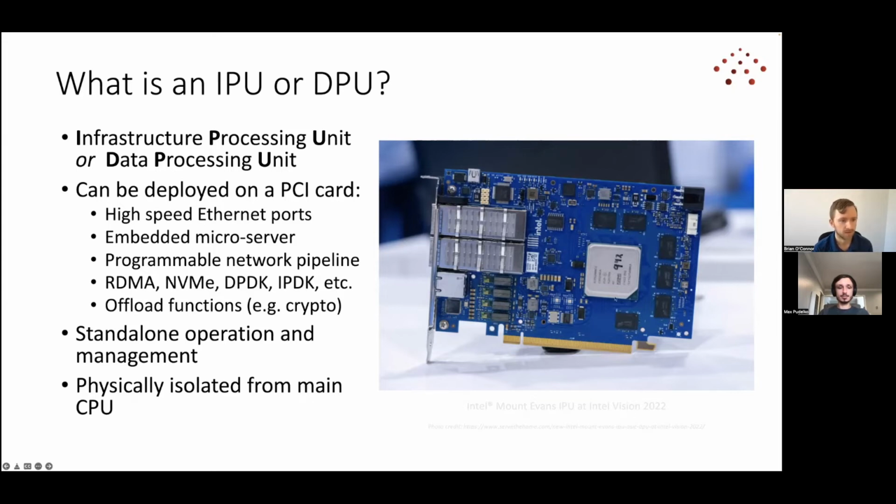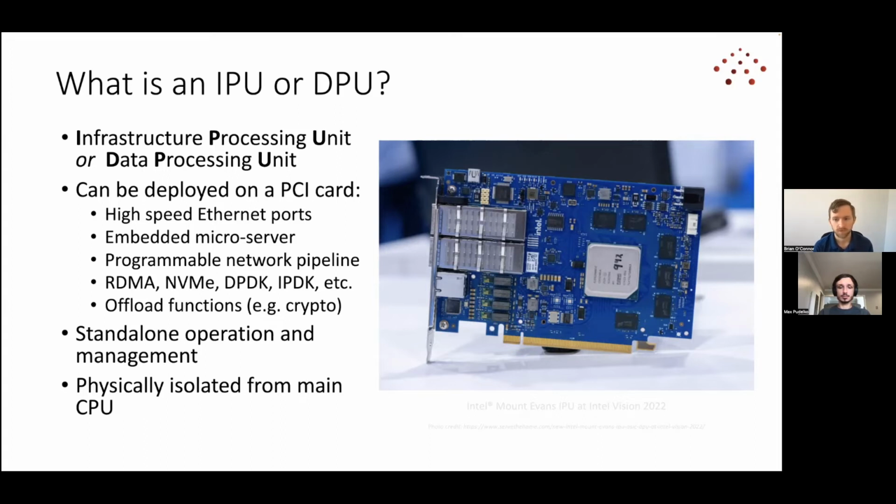In the picture here, the IPU is this big gray square on a PCI card, and you can see the high-speed ports like the QSFPs on the left-hand side. The IPU contains an embedded microserver and a P4 programmable pipeline. The IPU can virtualize higher level services like RDMA, NVMe, DPDK, and IPDK for applications. And it can also offload certain functions like crypto functions from the main CPU.